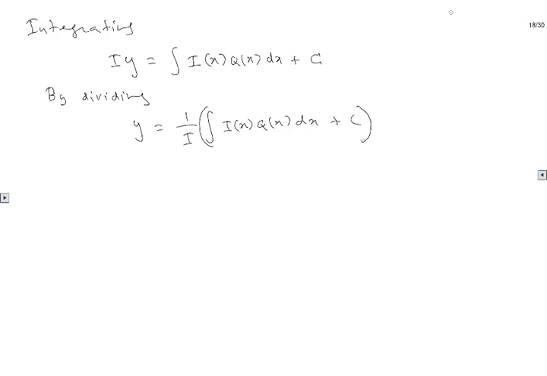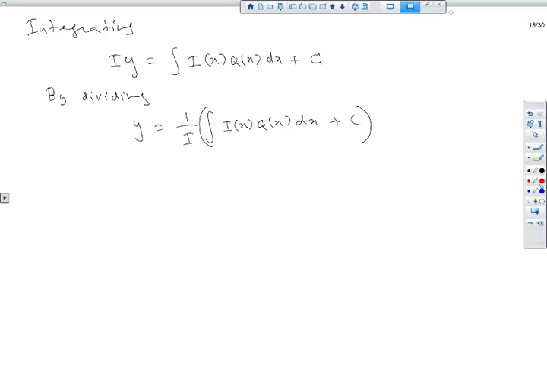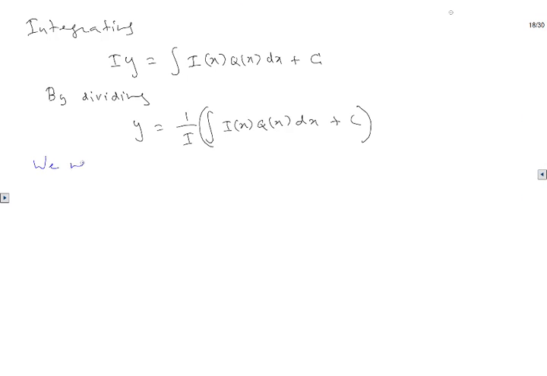So let's try to find it. The only thing that we need to do now is find I. Okay, so we need to find I(x). So let's do that. So how do we find I(x)?